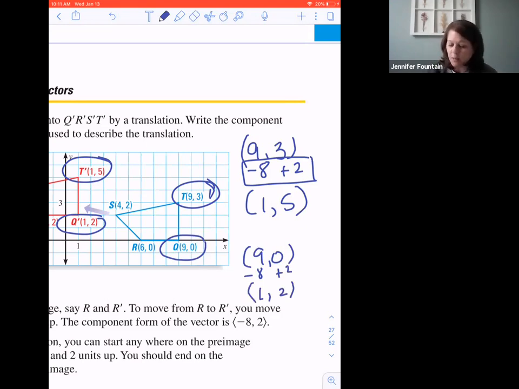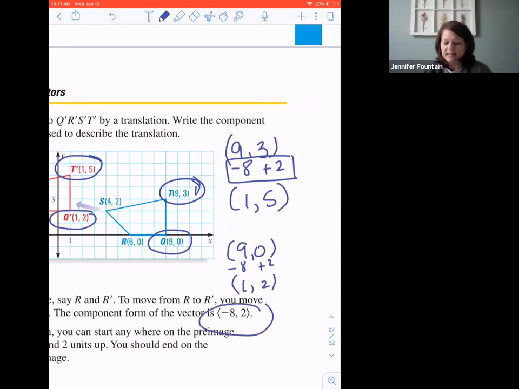So I can see that my component form is -8, 2, because I'm subtracting 8 from X and adding 2 to Y to get my new ordered pairs.